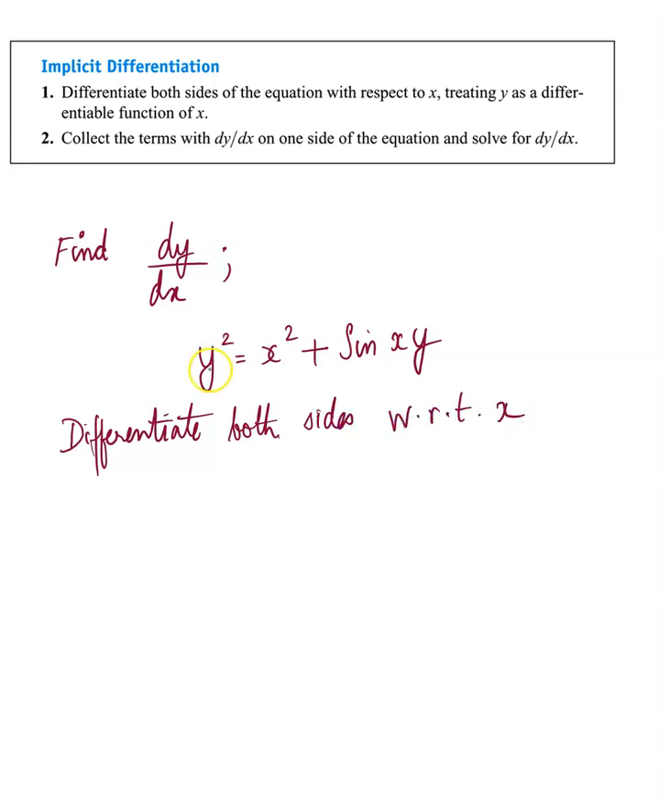So if you look at the left side, it says treating y as a differentiable function of x. So that's going to be the chain rule. So 2y times derivative of the inside, which is dy over dx. And then x squared, 2x.